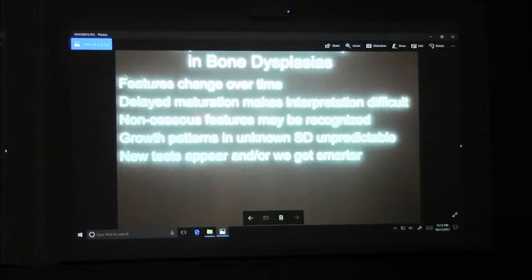And it's important to remember that features change over time in many of these. The delayed maturation of the bones makes interpretation difficult. Again, repeated x-rays. The non-osseous features may be a clue. Growth patterns in unknown spondylocostal dysplasias are unpredictable, so you need follow-up on all these kids to see what their growth pattern is. Sometimes a growth pattern will change dramatically and give you a clue to what's going on. And as new tests appear, and we get smarter, diagnosis is going to be higher in skeletal dysplasias.